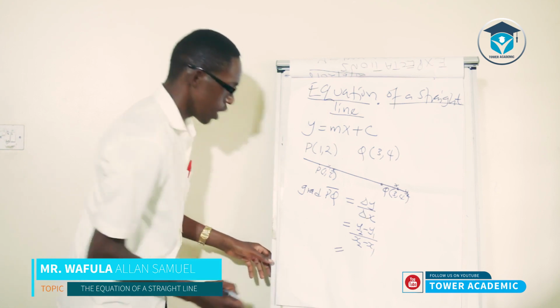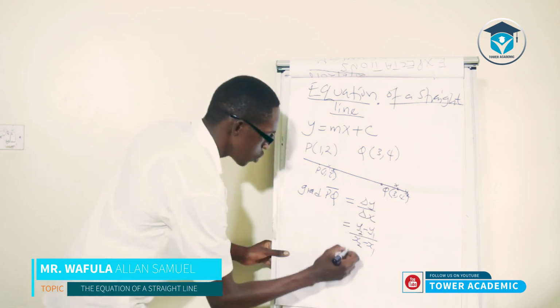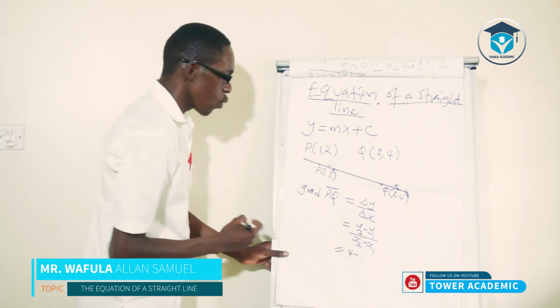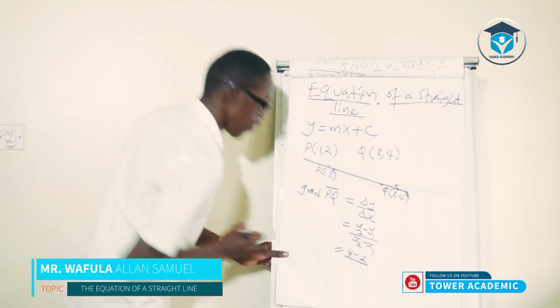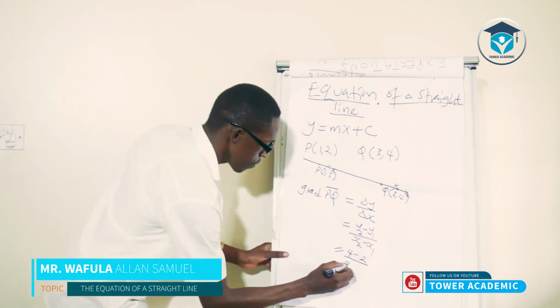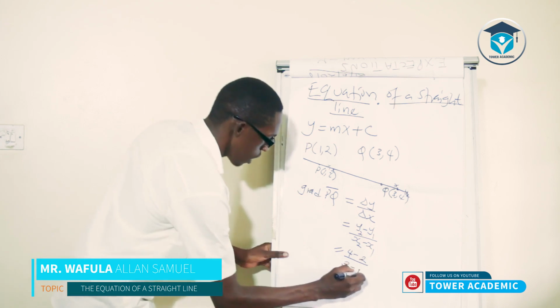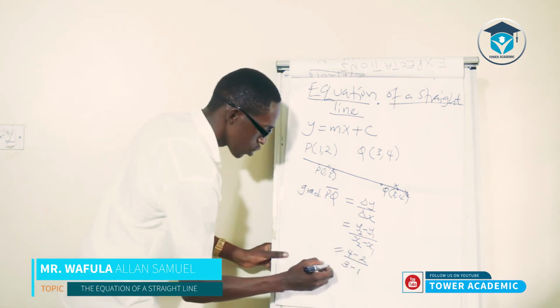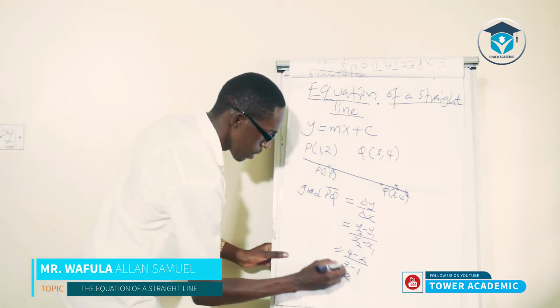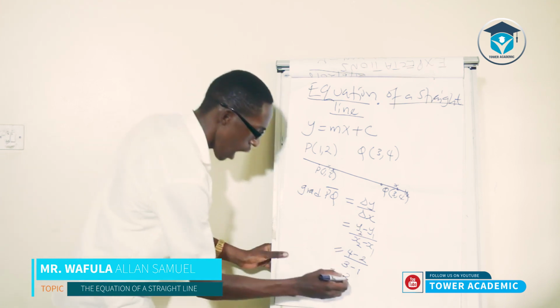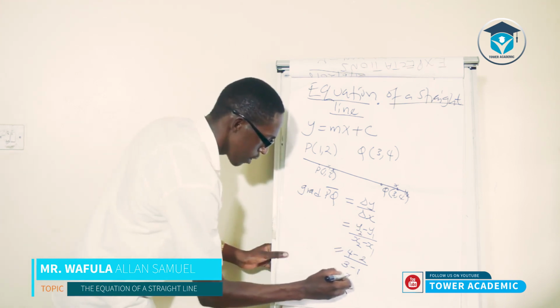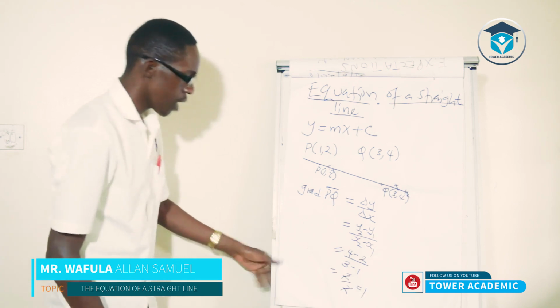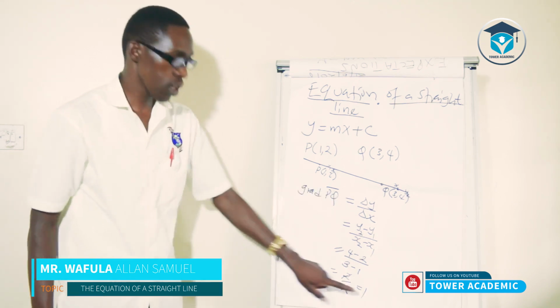When I substitute in here, my y2 is 4, my y1 is 2, over my x2 which is 3, and my x1 which is 1. So when I subtract 4 minus 2, this gives me 2. Then when I subtract 3 minus 1, I also get 2. So this and this will give me 1. Thereafter, it shows that my gradient PQ is 1.